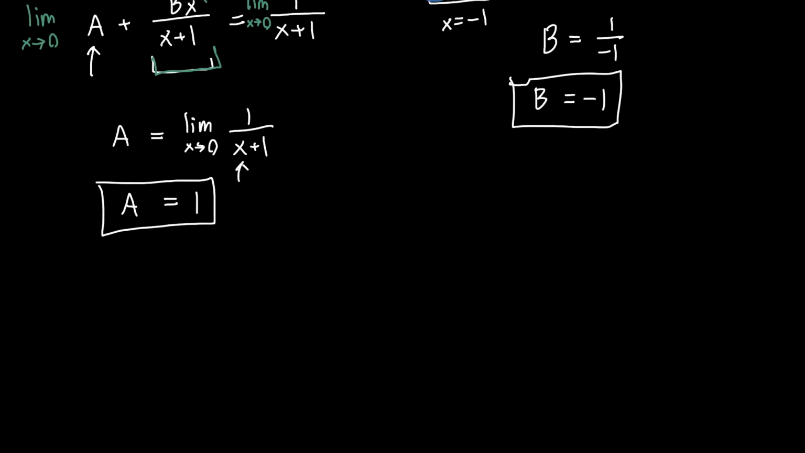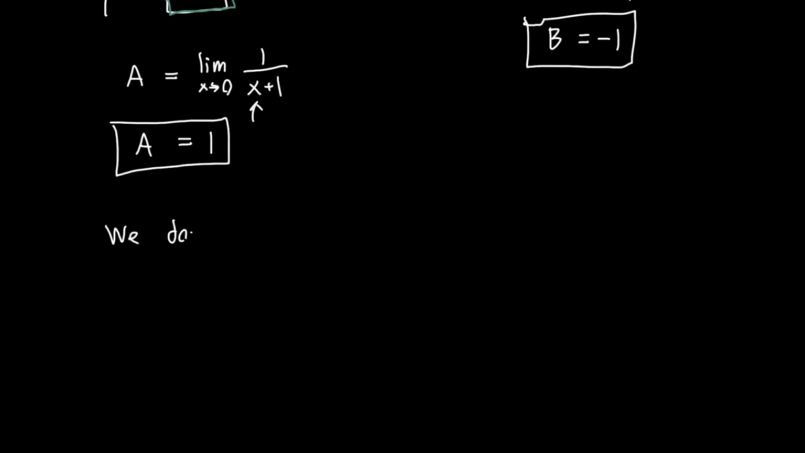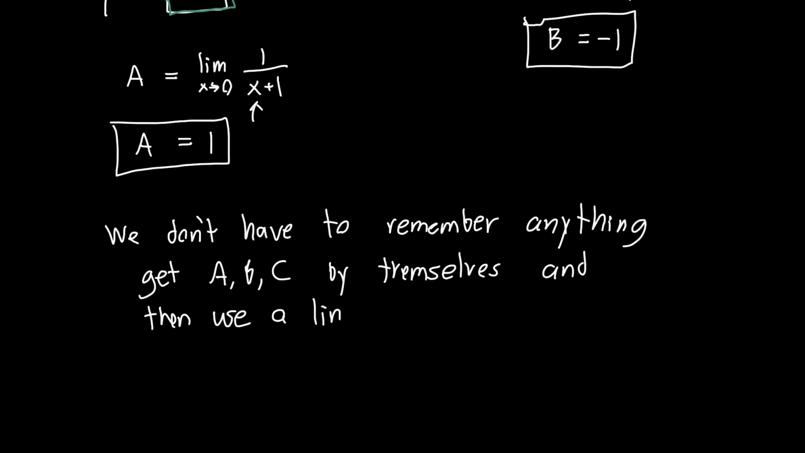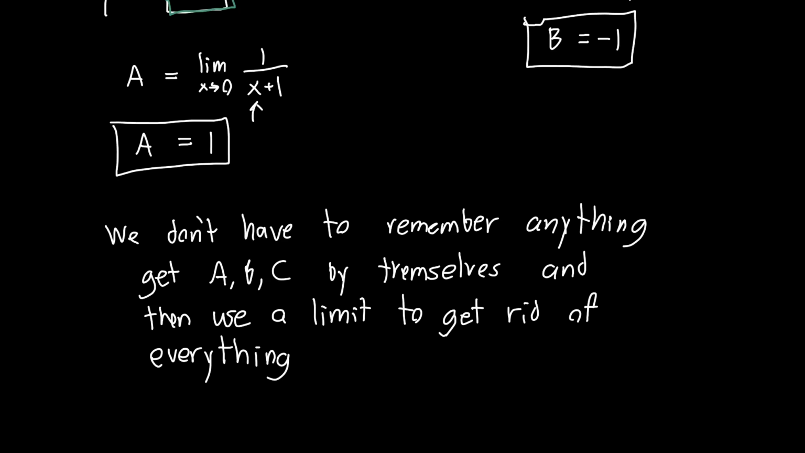And I really like this method because we don't have to remember anything. What we're trying to do is just get each variable by itself, so get A, B, C by themselves, and then use a limit to get rid of everything else. And so this is great because it's just a general kind of heuristic process. You can sort of figure it out as you go along.